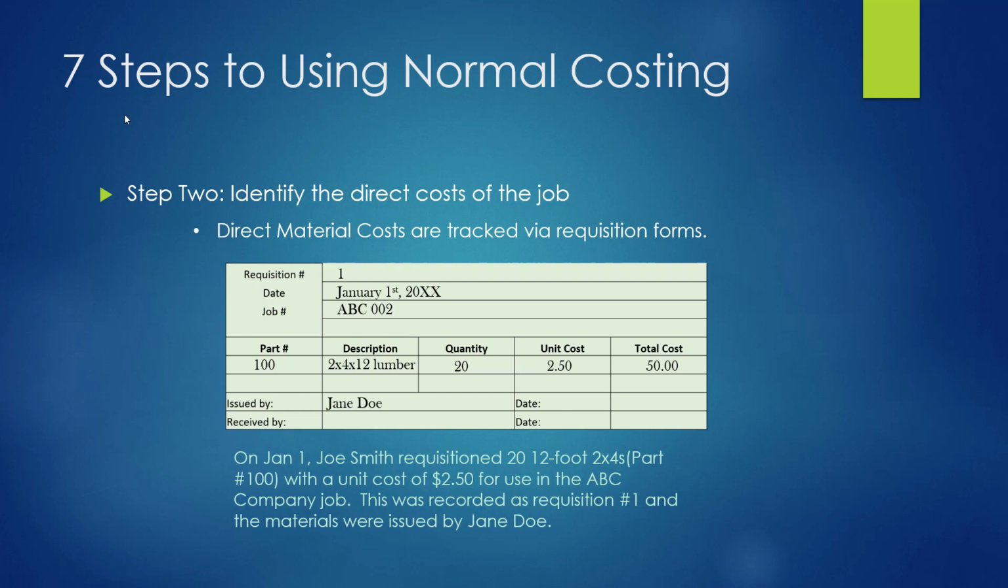These were issued by Ms. Jane Doe on January 1st of 20XX, and they were received by the employee that went to requisition in the first place, Joe Smith, on that same date. So that is how material costs are tracked. Every time somebody goes, they have to fill out one of these forms for the parts they're receiving, and also to know what specific job we should be assigning these costs to.